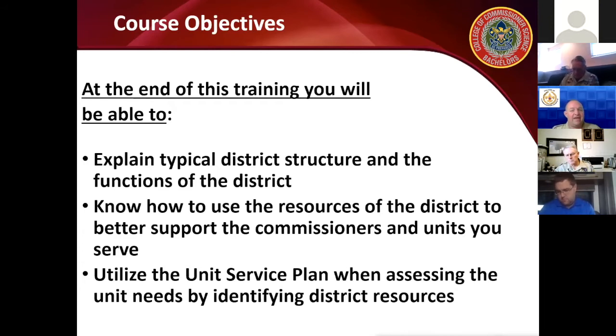Our objectives today are below. One, explain the typical district structure and the functions of the district. Two, know how to use the resources of the district to better support unit commissioners and the units you serve. And three, utilize the unit service plan when assessing the unit needs and identifying district resources.